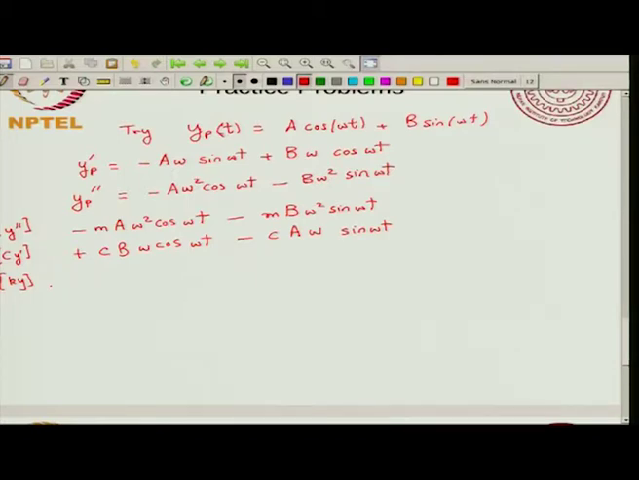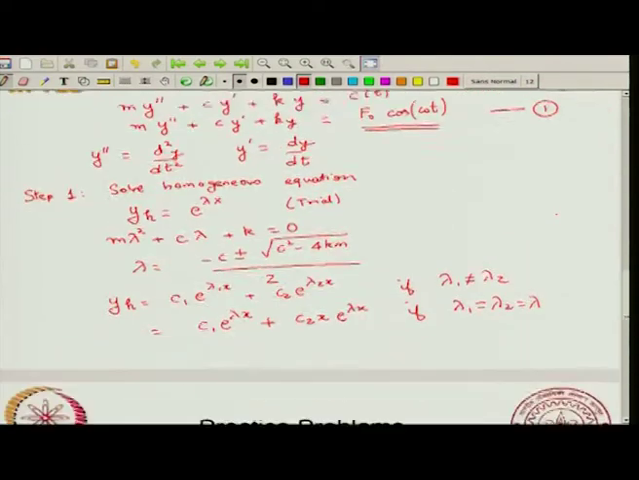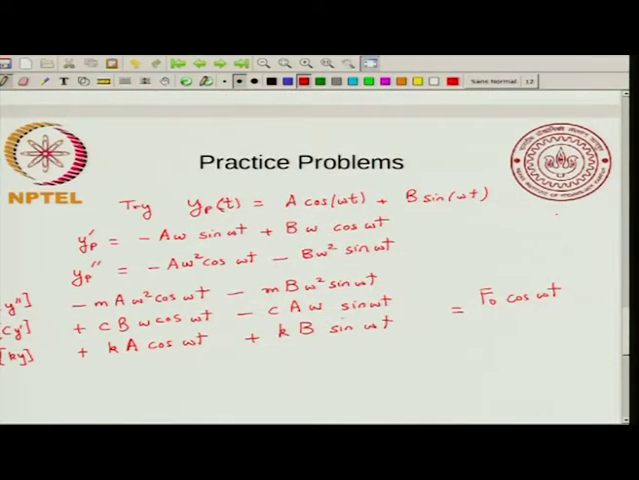So the ky term will have the form k times a cosine omega t, plus k times b sin omega t, and this whole thing should be equal to f0 cos omega t. Okay, this is the differential equation.